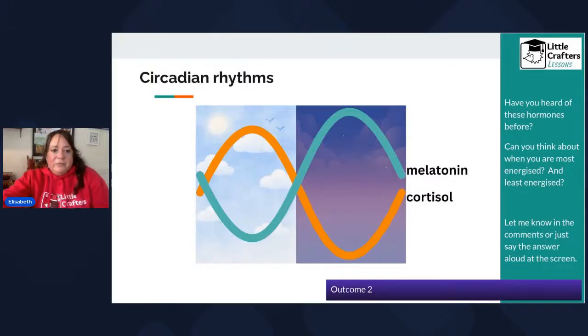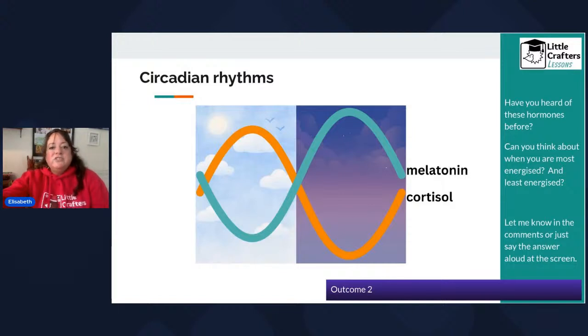If you want a little bit more of the science, this is now into outcome 2. So all of those wake up your brain questions will help you with outcome 1. Outcome 2 asks more about circadian rhythms. So just to give you a little bit of the science background, because you know I'm a scientist, I have to at least talk about it a little bit. There are some hormones that are in your body, melatonin and cortisol.